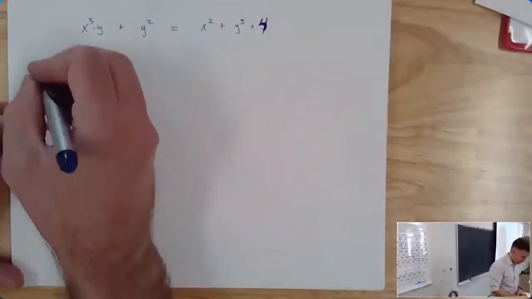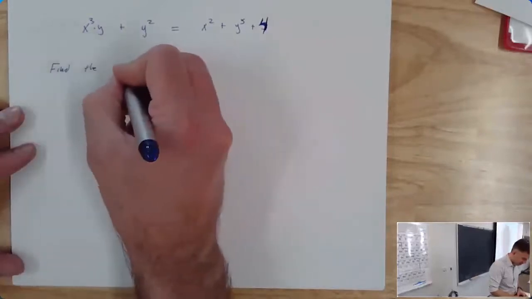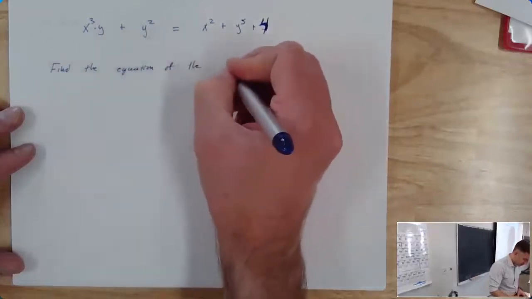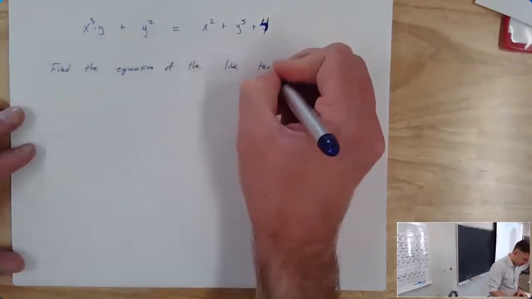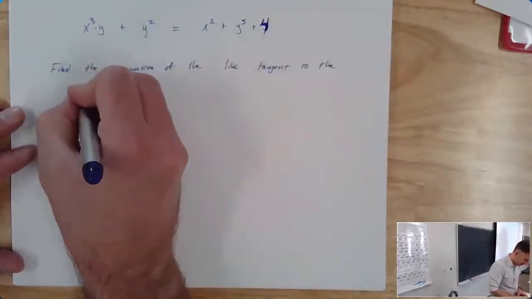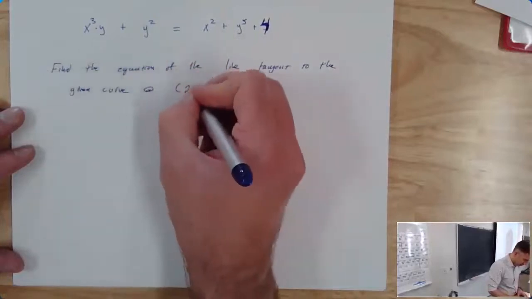So what we want to do for this equation is find the equation of the line tangent to the given curve at the point (2, 1).